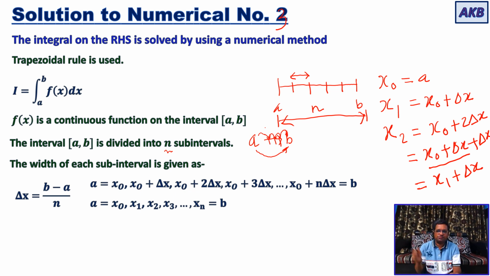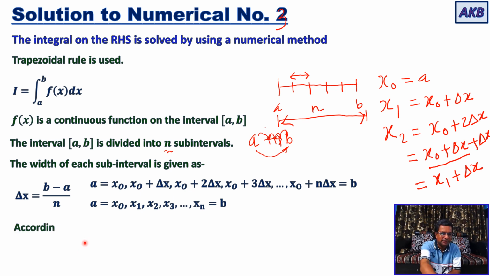Okay, so in trapezoidal rule, the given interval over which any function is to be integrated is divided into a number of subintervals. So if you are dividing it into n subintervals, then the width of each subinterval will be given by this equation, and every time you will have to add the width of the interval and then reach the upper limit for integration.